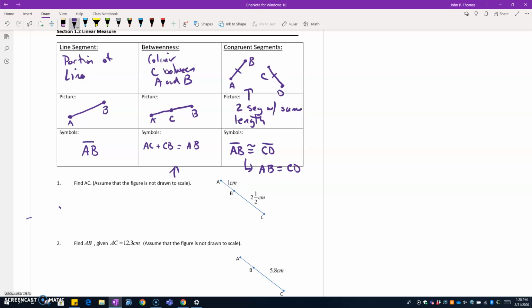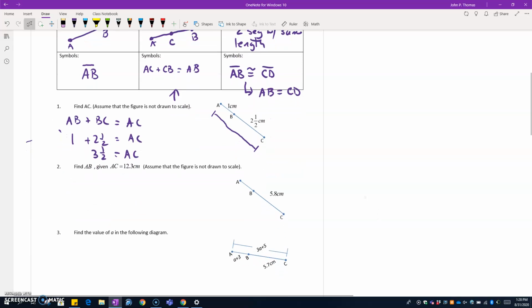On this first one, it says find AC. We're assuming that B is between A and C. So the sum of those two pieces, AB plus BC, is going to equal AC. So that's 1 plus 2.5 equals AC, or AC equals 3.5 units.